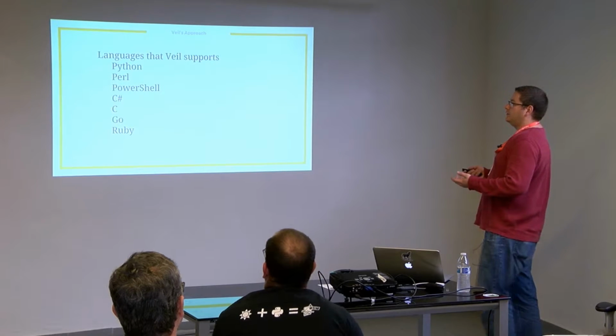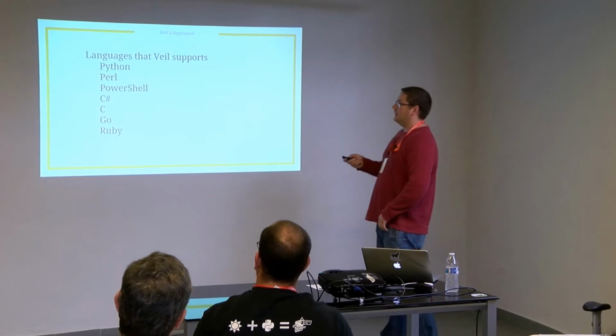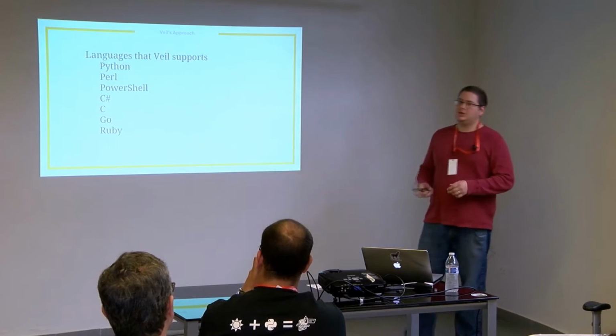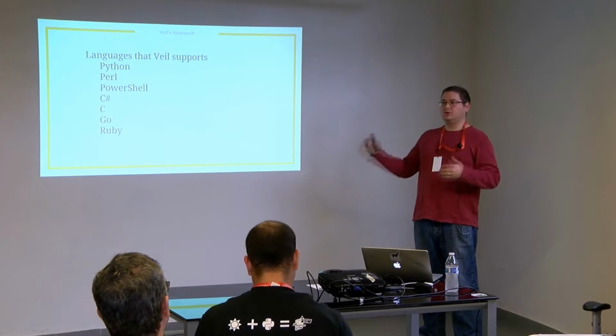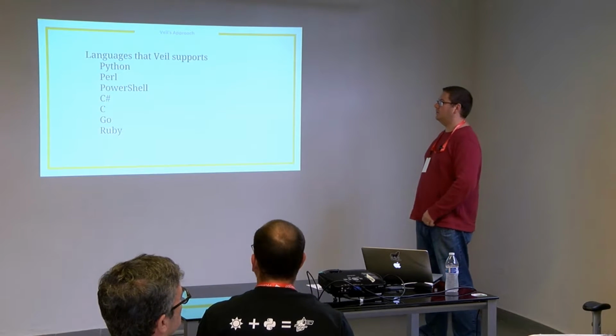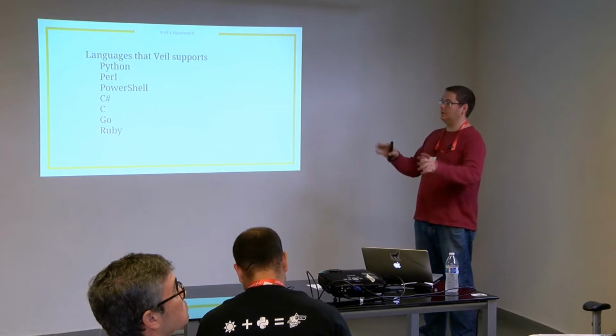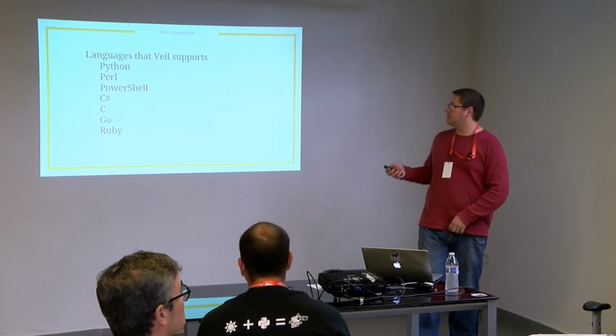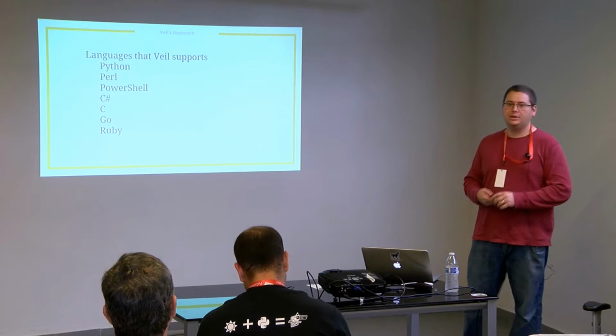So some of the different languages that Veil actually supports: Python is number one, because we have the most modules there. Most of our guys have the most experience writing in Python. But we also support Perl, PowerShell, C#, Go, Ruby, and so forth.